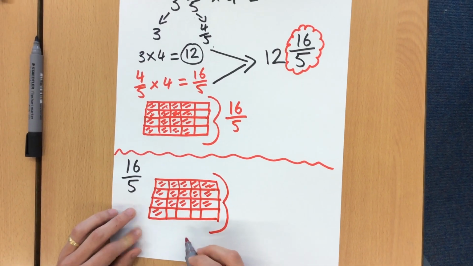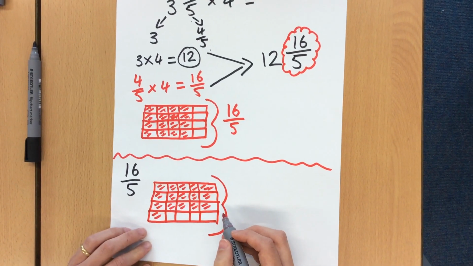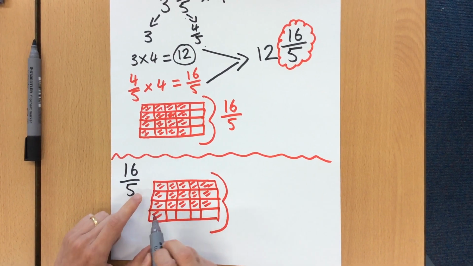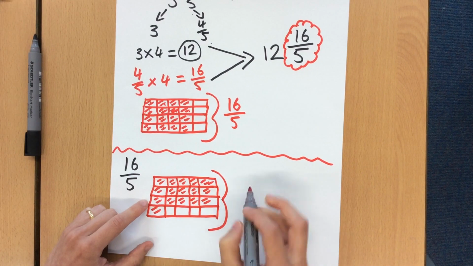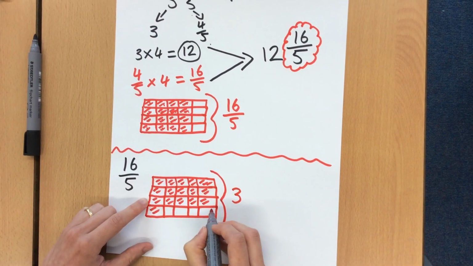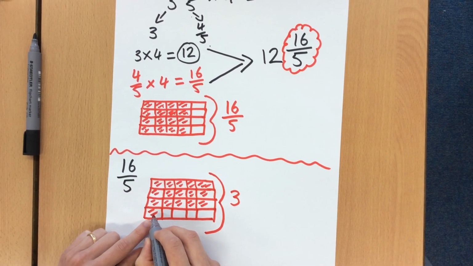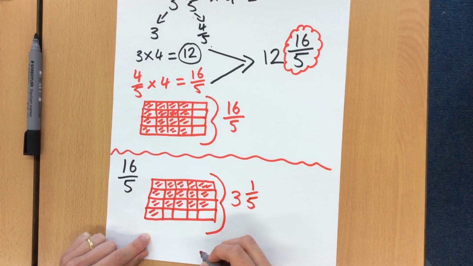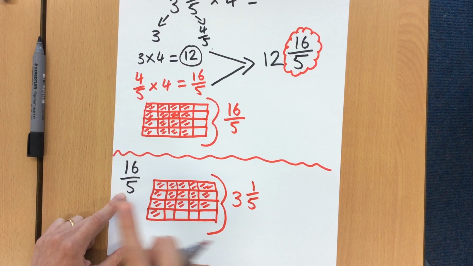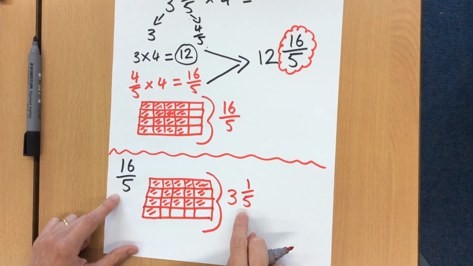But what is my mixed number here? Well, how many whole bars have I got shaded in? I've got 1 whole bar, 2 whole bars, 3 whole bars shaded in. And what do I have left over? Well, I've got 1 shaded in out of 5. So that's 1/5. So 16/5 as a mixed number is 3 and 1/5.